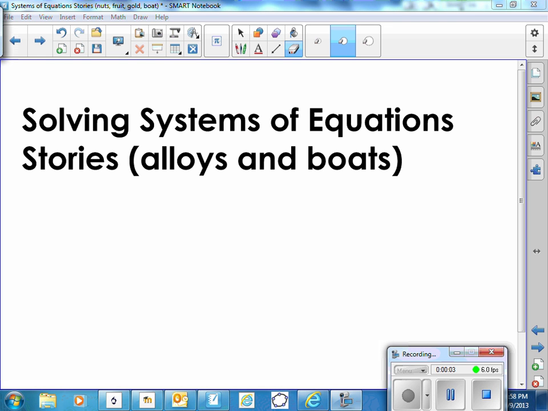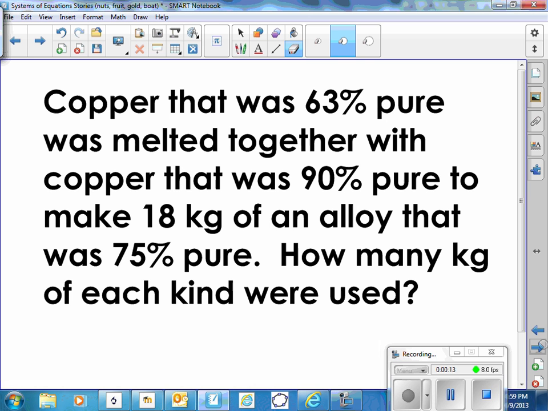So this video clip explains solving systems of equations stories. The examples we will use are alloys and boats. Copper that was 63% pure was melted together with copper that was 90% pure to make 18 kilograms of an alloy that was 75% pure. How many kilograms of each kind were used?